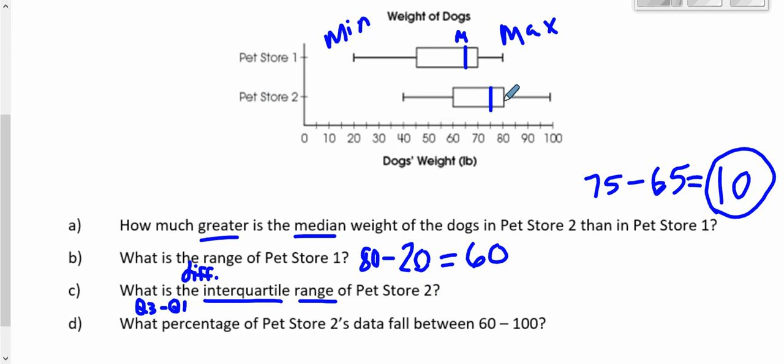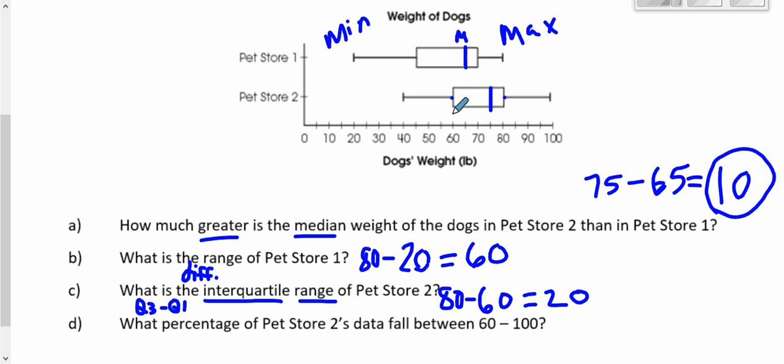Q3 is this 4th number right here. We have our minimum, Q1, median, Q3, and our maximum. So we're going to take this number and subtract this number to find out what our interquartile range is. That means what is the range of the box in our box and whiskers. So here we have 80 minus 60, and 80 minus 60 is 20. So our interquartile range for Pet Store 2 is 20.